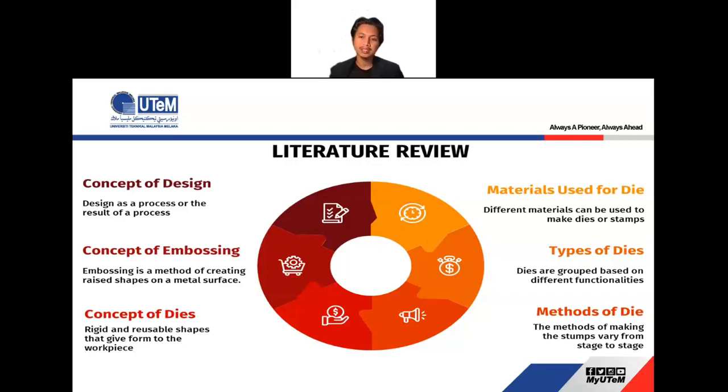And the fourth one is the material used for die. It is an important factor to know and to study the mechanical properties to make the stamping die, because different materials can be used to make die or stamp based on the product. The fifth one is about the types of dies. Dies are grouped based on their different functionalities. So different dies have their different functionalities.